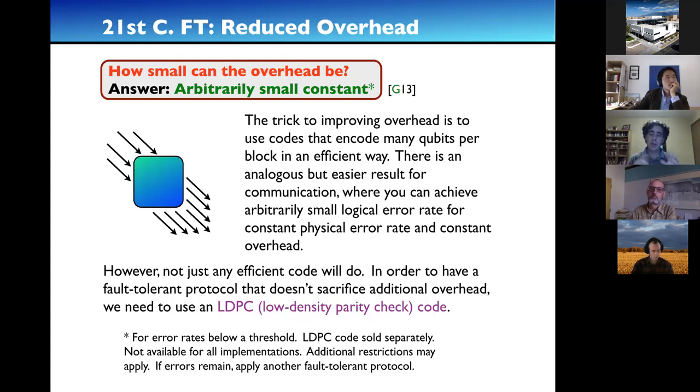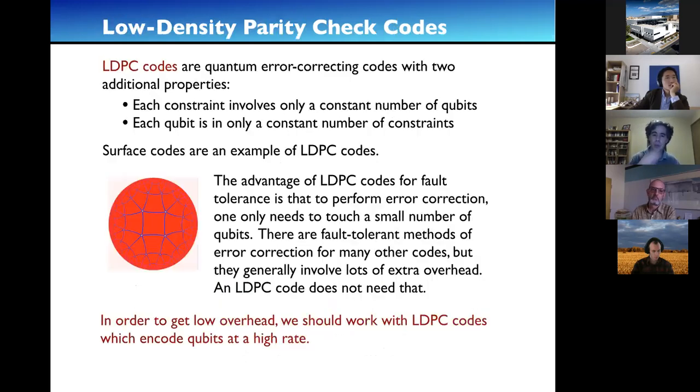But you can, and it turns out that you can do the same thing for fault tolerance, but you can't just use arbitrary codes that are efficient for computation, for communication. You have to use something called a low density parity check code. So what's that? A low density parity check code is a code that's defined by a bunch of constraints on the qubits. And each constraint in an LDPC code, LDPC stands for low density parity check, each constraint affects only a constant number of qubits.